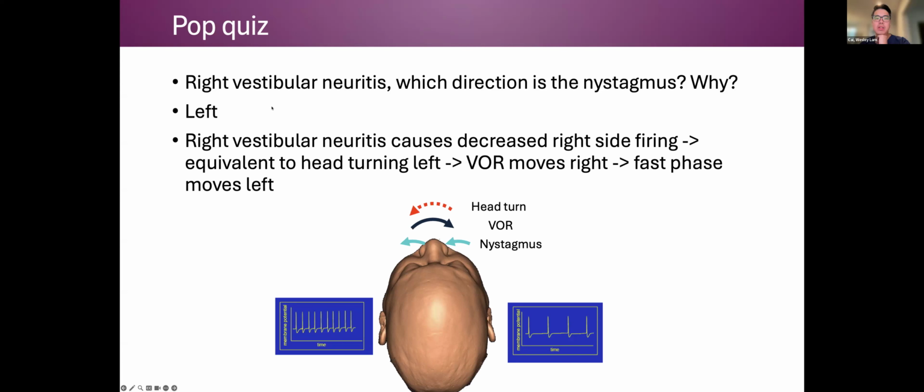So in vestibular neuritis, the right side has decreased firing. And so, yeah, you're right. The nystagmus is going to be on the left, because decreased firing on the right side is equivalent to turning your head to the left. And so the vestibular response then moves the eyes to the right, which means the fast phase moves to the left in the nystagmus. So awesome.